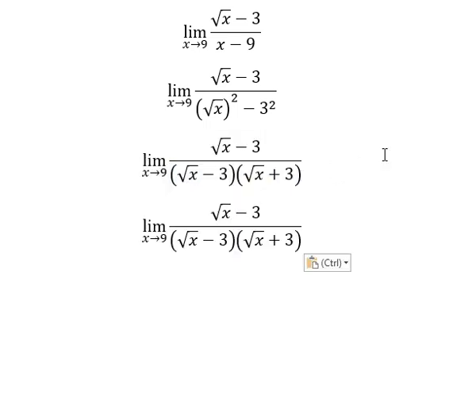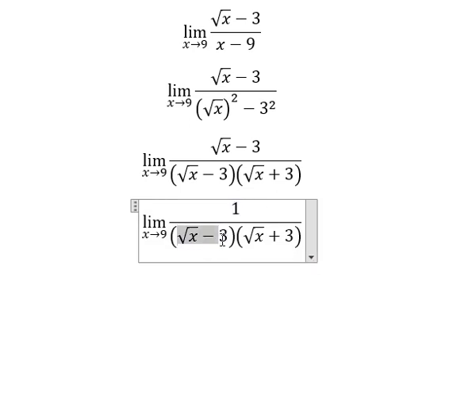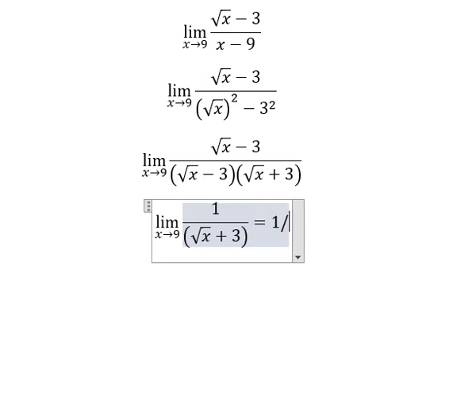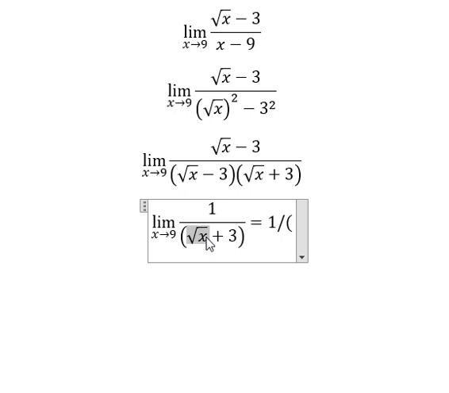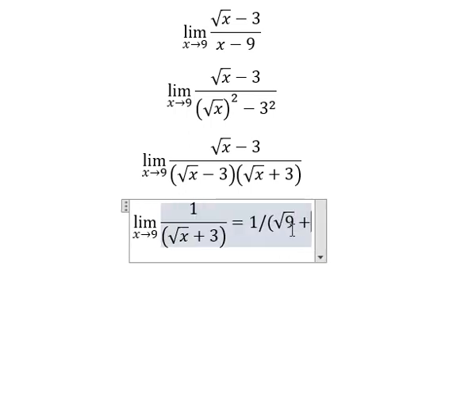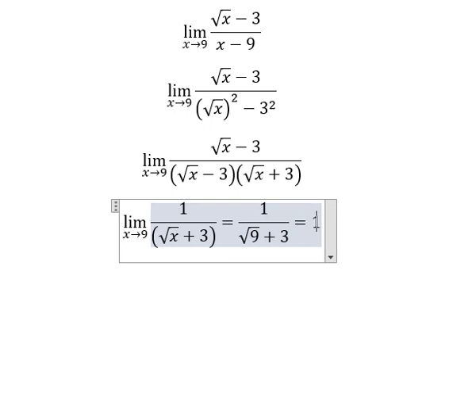Now we need to simplify the square root of s minus number 3. Now we put number 9 in here. And we have 1 over 6.